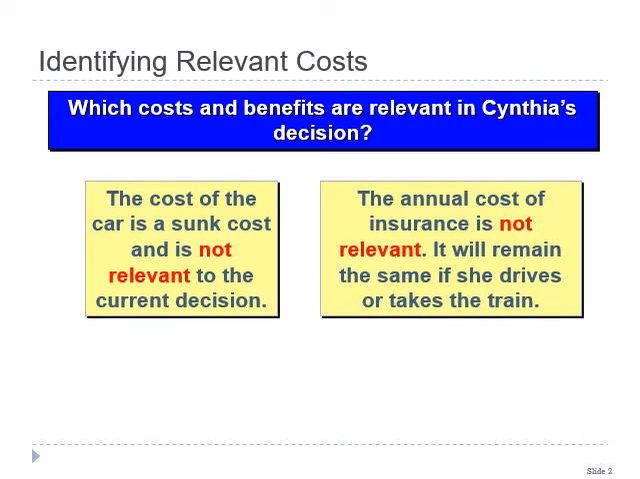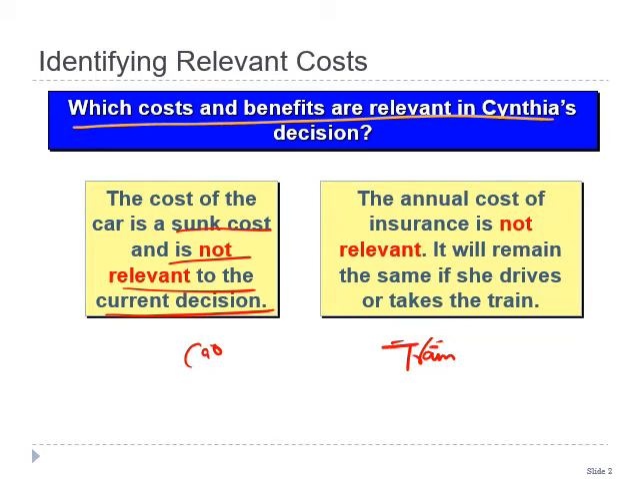So the question arises, which costs and benefits are relevant in Cynthia's decision? The cost of the car is a sunk cost and is not relevant to the current situation. Agree? How? Car and train. Does the question say that she needs to go to New York, she will buy a car? She doesn't have the car right now. She already has the car. In that case, the cost of the car is a sunk cost, because in either case, whether she chooses train or car, the car is her personal property. She already bought the car. So in that case, it is not relevant.